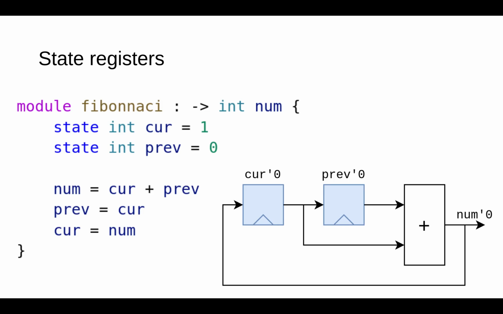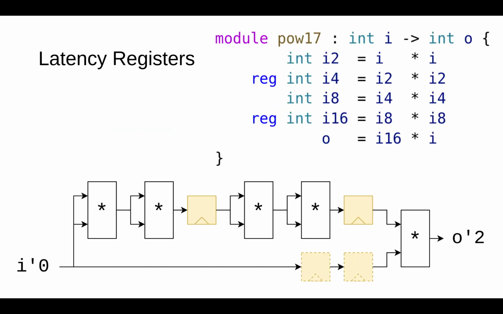So as an example of state registers, they are pretty similar to how you normally use registers in languages like Verilog or VHDL. You annotate them with the state keyword before declaration and they can have an initial value. And here we've used them in a module that computes the Fibonacci sequence, one term per cycle. So it starts at 1, then 2, then 3, then 5, etc. There's not much to say about this example, so yeah. Then we'll move on to the latency registers.